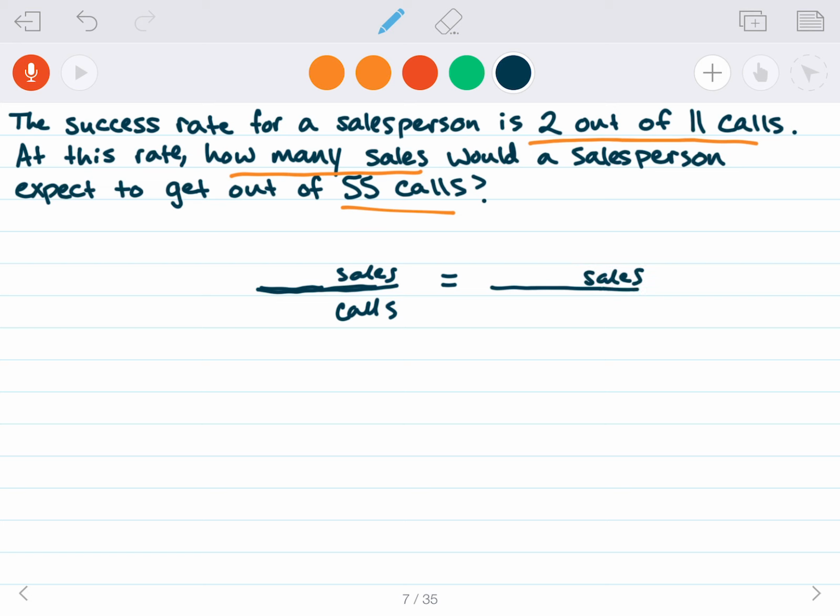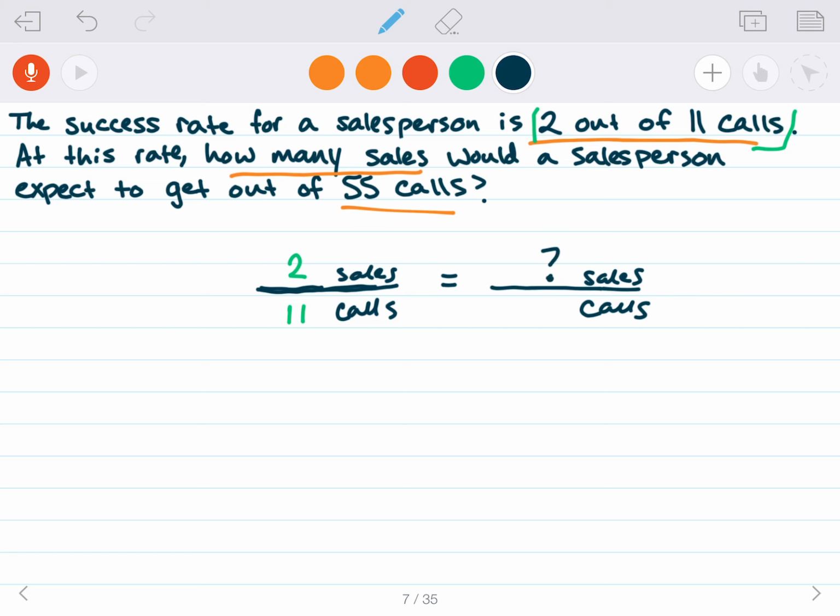Sales over calls. Notice that calls are level with each other and sales are level with each other on top. So the first ratio that we have is 2 out of 11. So for every 11 calls, we get 2 sales, 2 successful sales. And then how many sales? So that's where the question mark goes with sales.